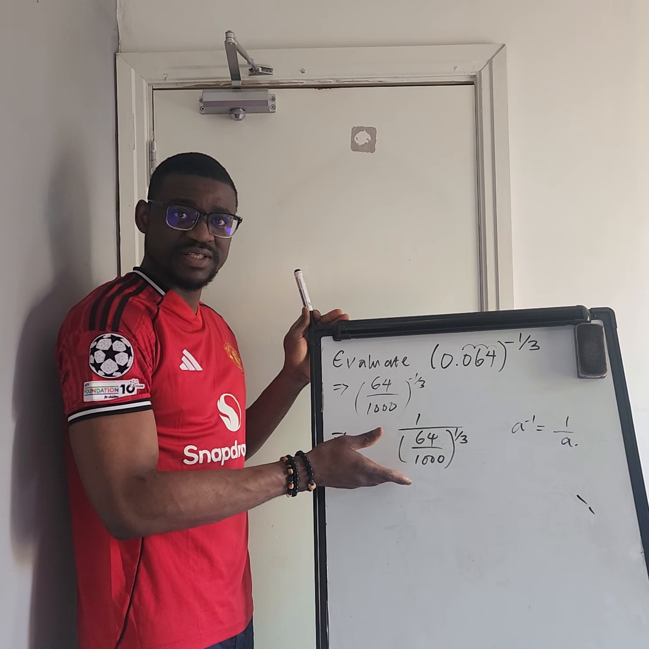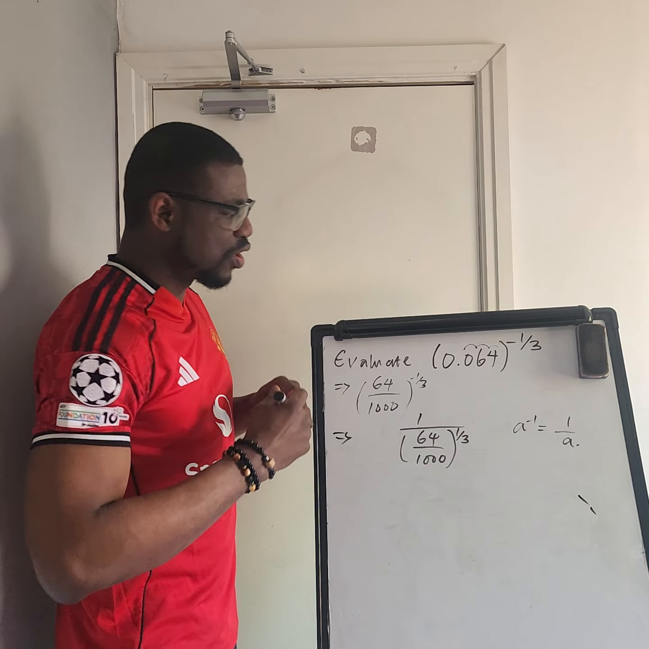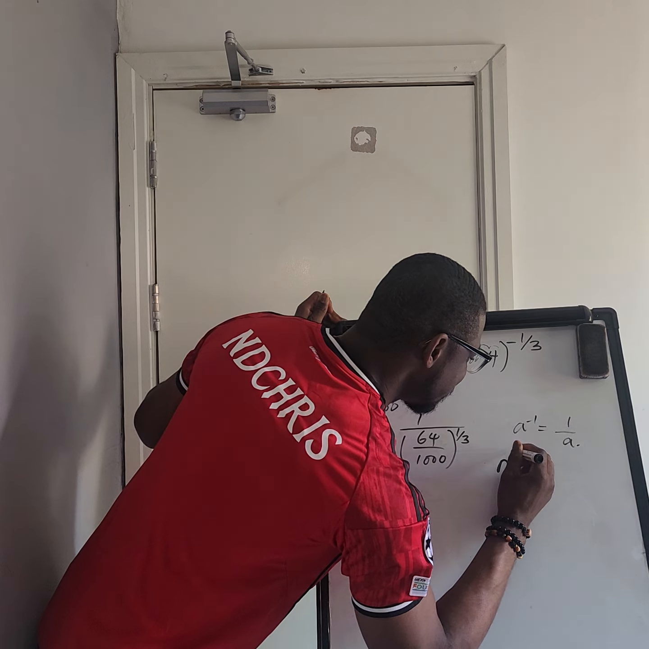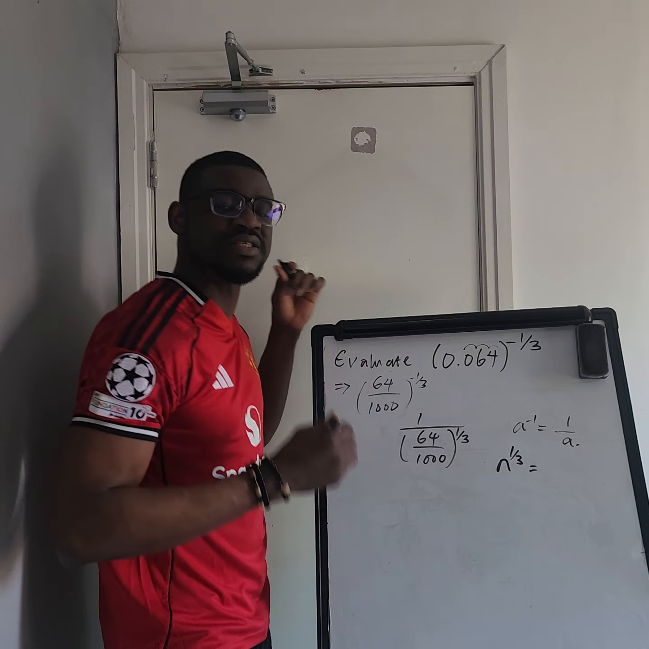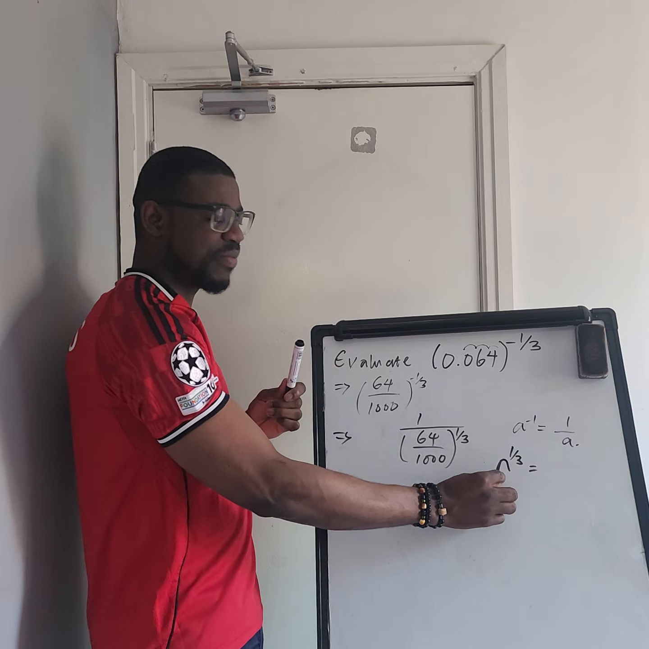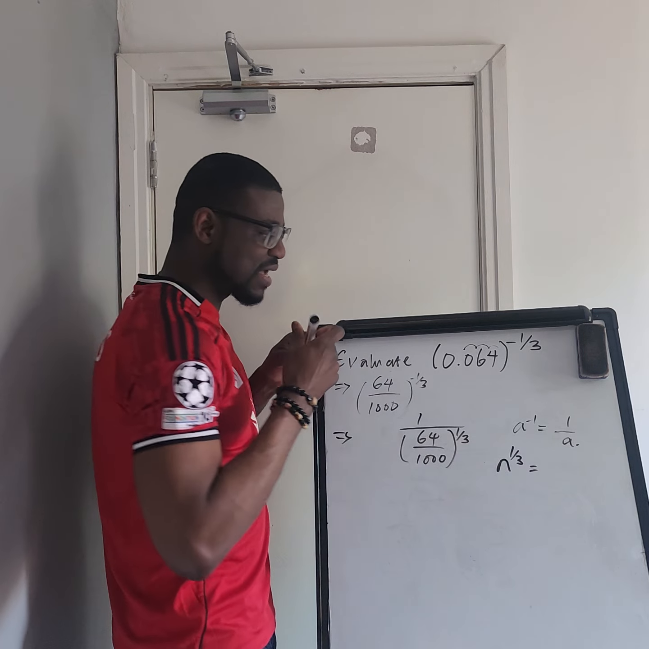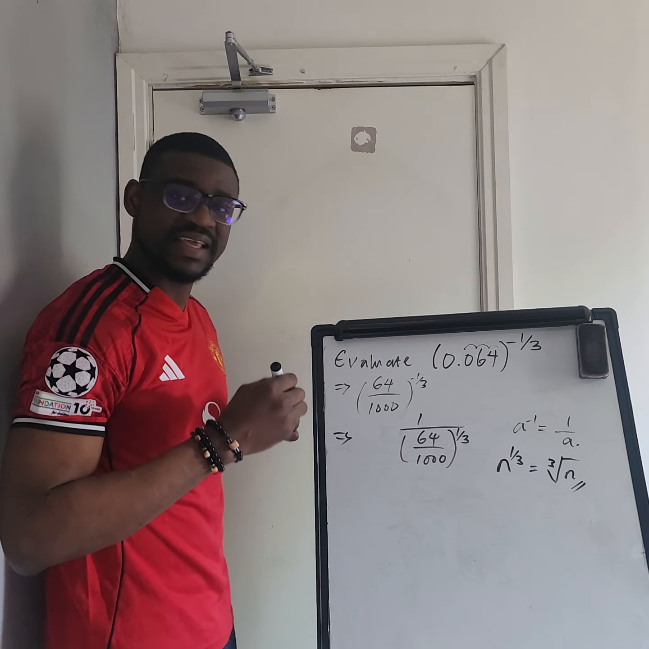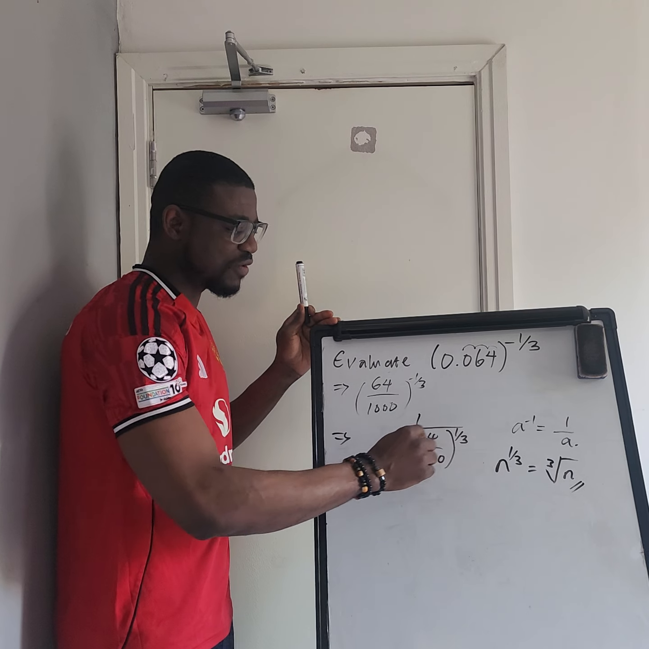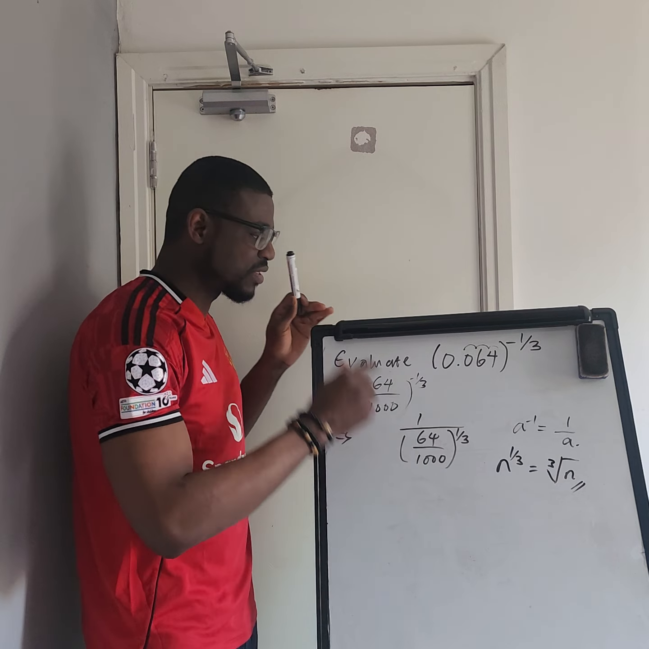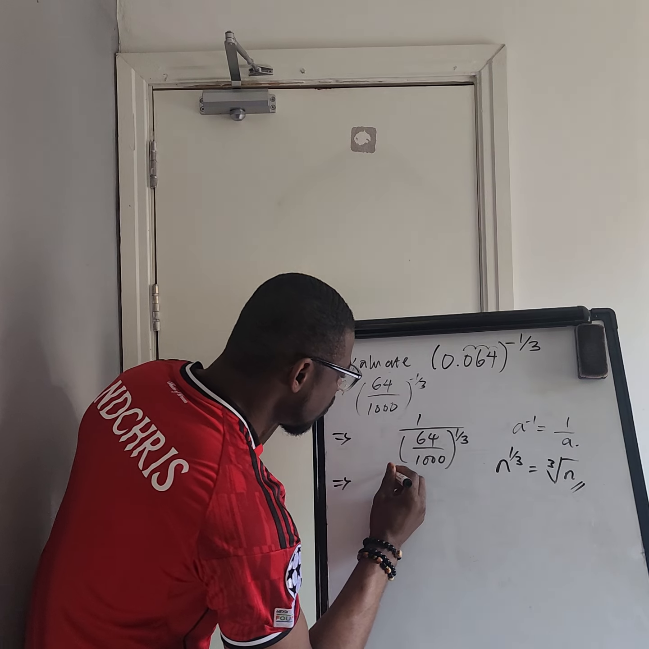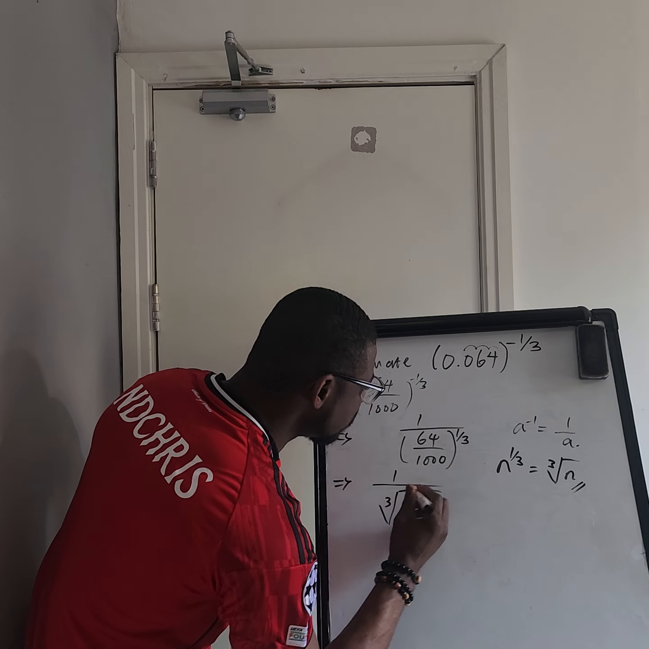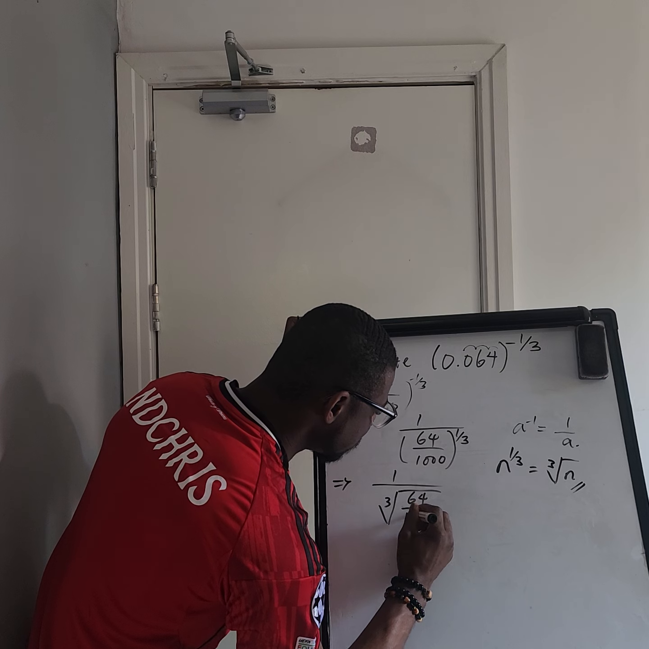I hope you are getting it to this point. Great. Now, what does 1 over 3 signify? Whenever a number, for instance n, is raised to power 1 over 3, it simply means the cube root of that number. So n raised to power 1 over 3 is same thing as the cube root of n. Is that taken? So that means we are going to be finding the cube root of 64 and 1000. So we can then write it as 1 all over the cube root of both 64 and 1000.